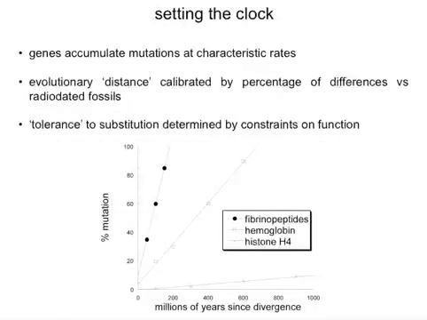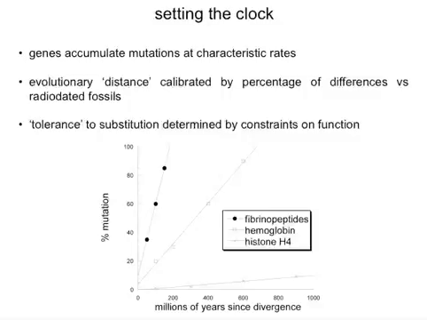Now, what does this mean, setting the clock? So let me say that the point of this slide is simply that genes accumulate mutations at a characteristic rate. That rate depends on the function of the protein, and therefore, in evolutionary terms, we would say it depends on the kind of selective pressure that the gene is under.